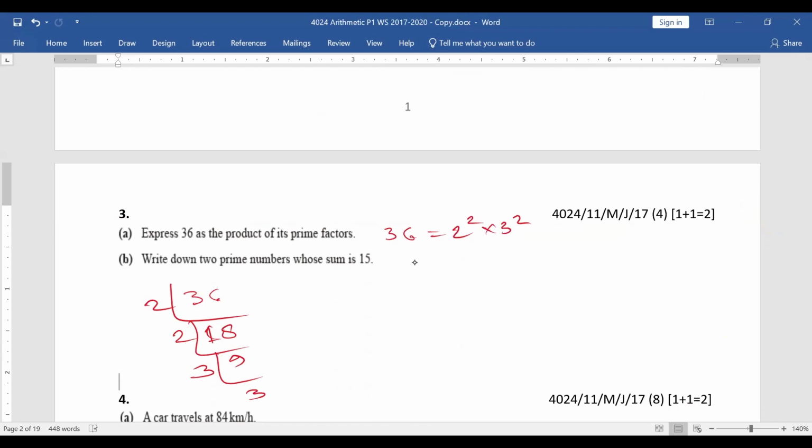Write down two prime numbers whose sum is 15. Very interesting. We have to add two prime numbers to get 15. And we know that all prime numbers are odd except 2. If we add two odd numbers, we'll get an even number. So one of these two prime numbers must be 2. So 2 and 13 equals 15.